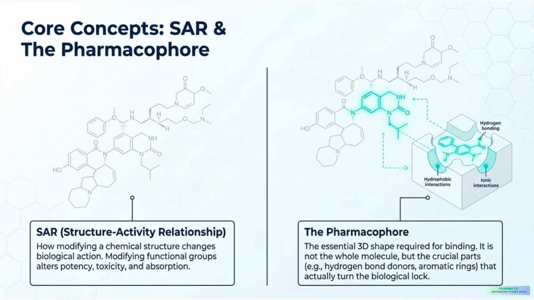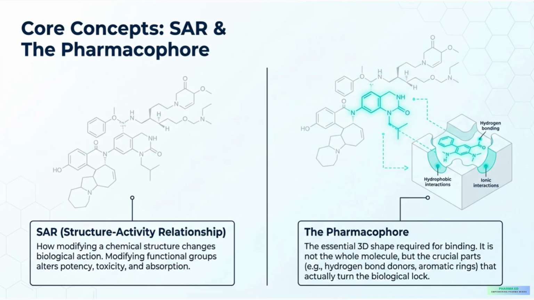All right, Section 1, Core Concepts of SAR. Let's start from the very foundation of how we actually design medicines. So SAR simply means how modifying a chemical structure literally changes a drug's biological action. Think of it like this. If I change a functional group, does the drug get more potent, less toxic? Does it absorb better? That's SAR.